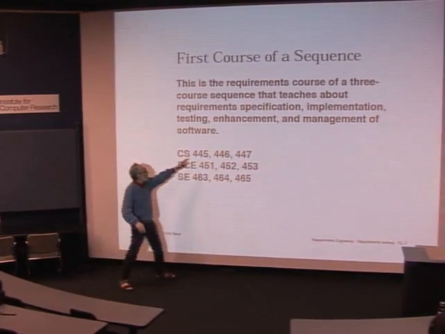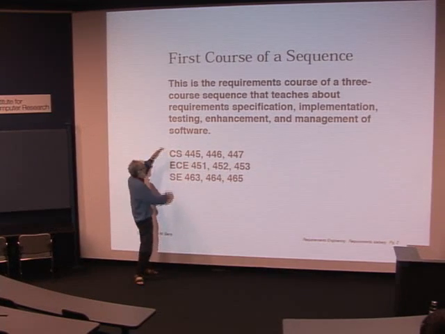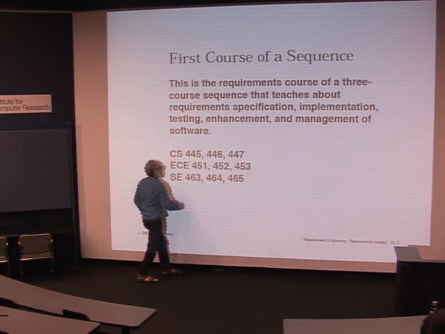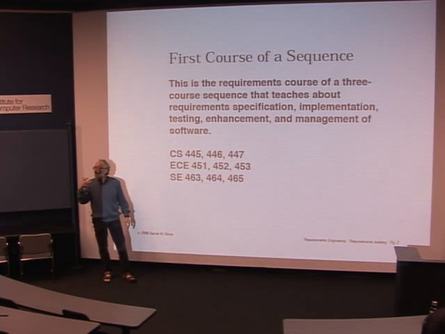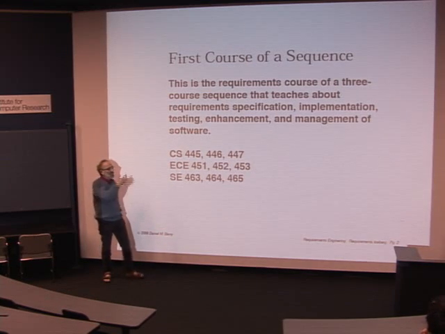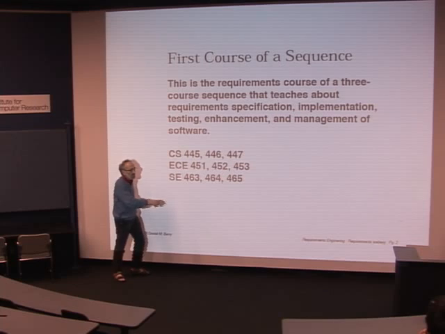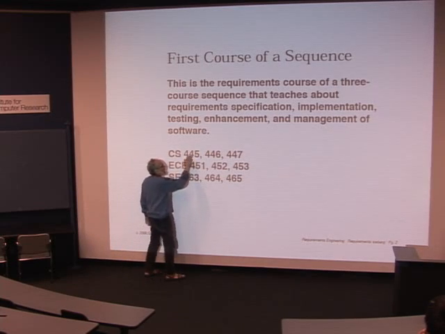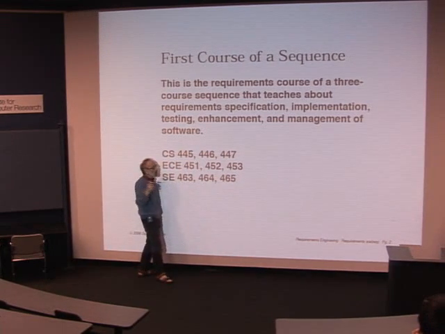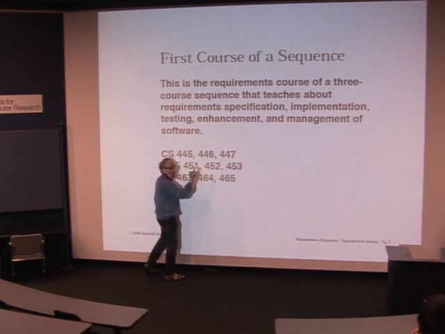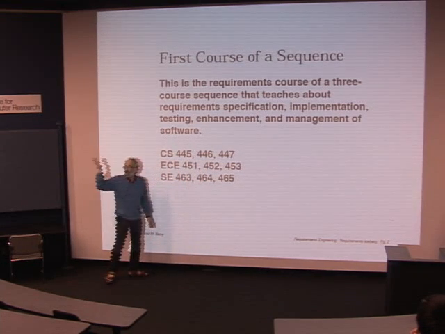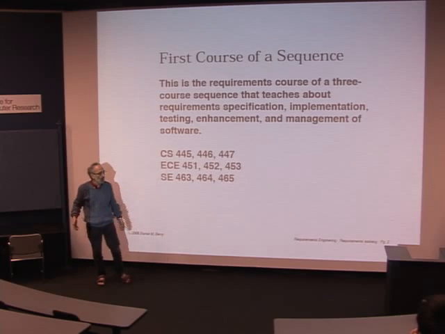The first course is CS. If there's a three-course sequence, you can take the same courses in three different departments. Since we're CS, we're talking about 445, this one. The next one I'm going to talk about is 446, and then someone else, I think, is going to talk about 447.